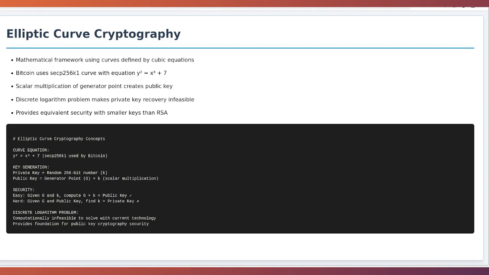This asymmetry is perfect for cryptography. Your private key is simply a large random number, and your public key is the point you get by multiplying the generator by your private key number. Anyone can verify a relationship using your public key, but they cannot work backward to find your private key. Elliptic curves are preferred over other cryptography systems like RSA because they provide equivalent security with much smaller key sizes, making them more efficient for blockchain use.